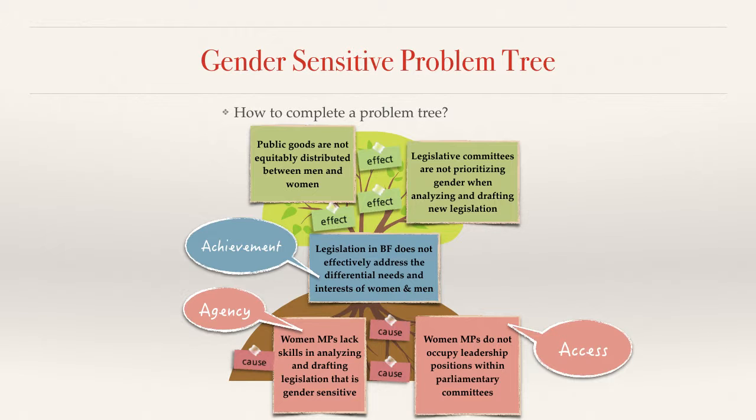To complete the process, we use a marker to draw red lines between a cause and its related effects. For example, the cause stating that women MPs do not occupy leadership positions within parliamentary committees leads to legislative committees not prioritizing gender when analyzing and drafting new legislation. Some causes may have multiple effects, and some effects may have more than one cause. This is an illustrative example from Burkina Faso. If you have more than one core problem, make sure that you repeat the same steps for each core problem.